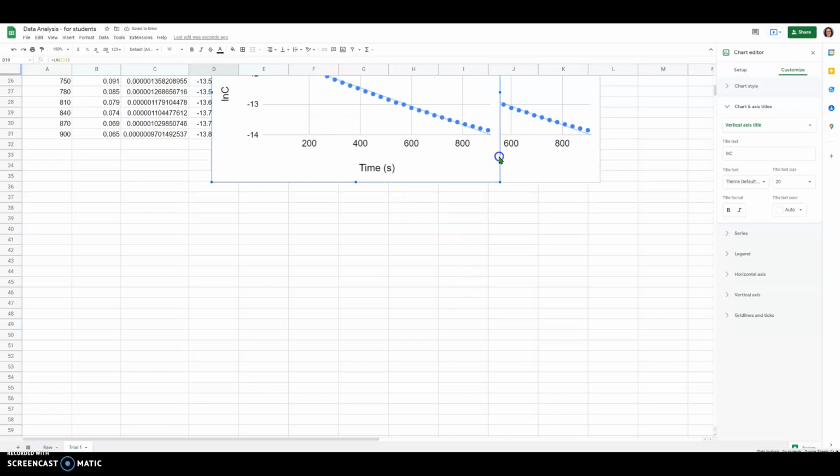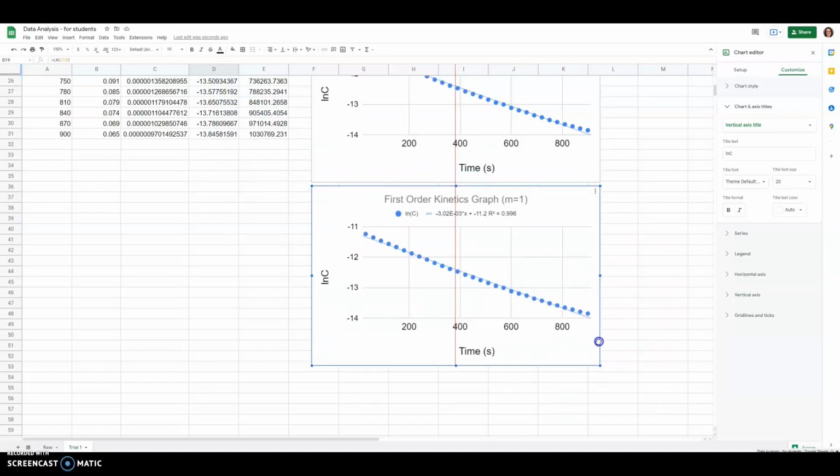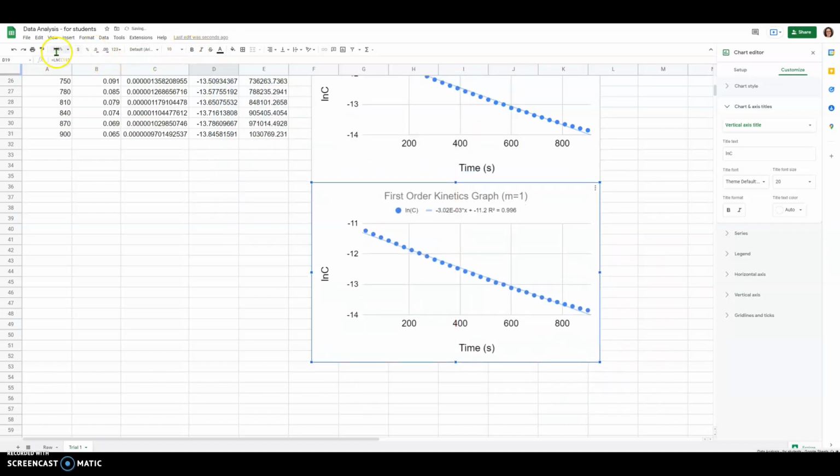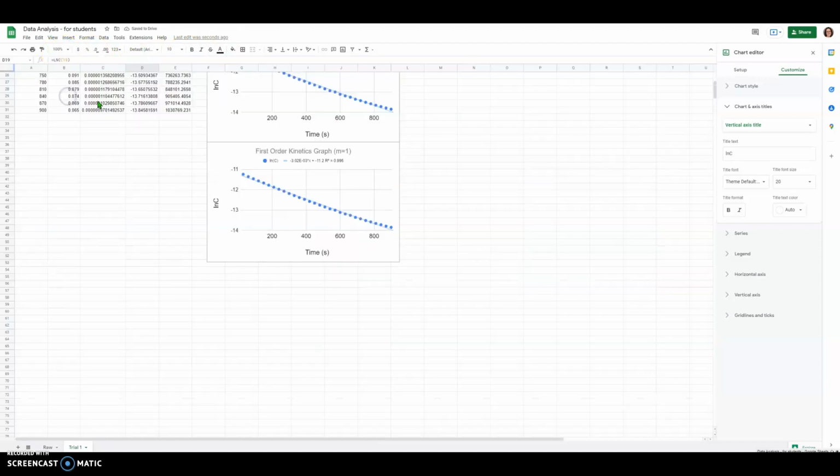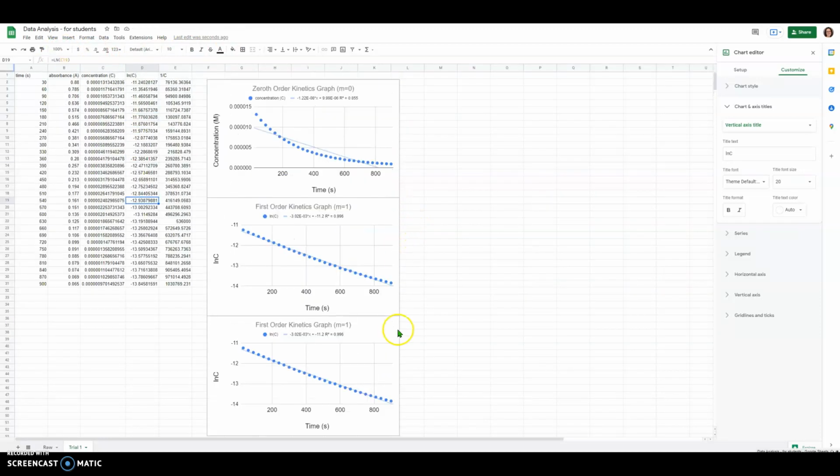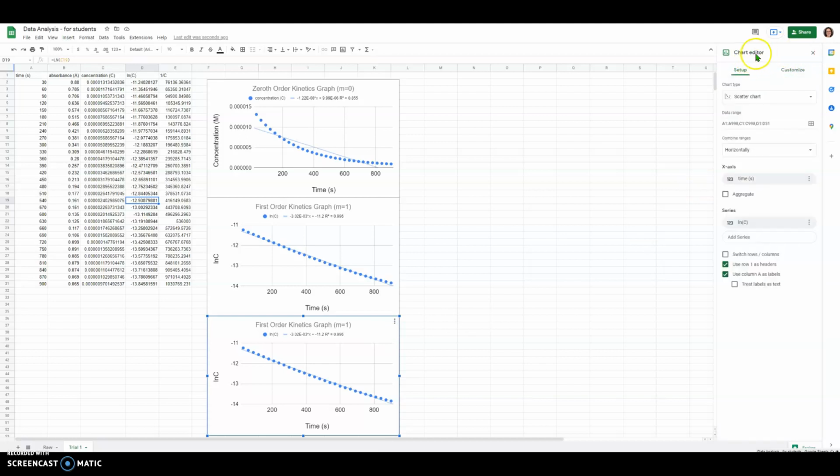I'll move this down so we can see it below here. And for this, I might also zoom out a little bit so we can try to see all 3 of these graphs at the same time. Yeah, that makes it a little better there. Okay, so for this 3rd graph, I'm going to double click on it again. I'm going to come over here to the setup tab under the chart editor.